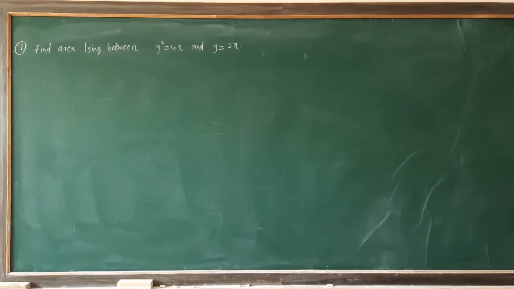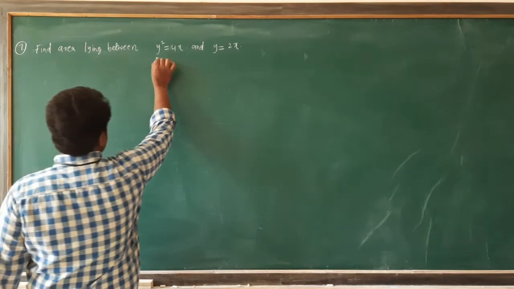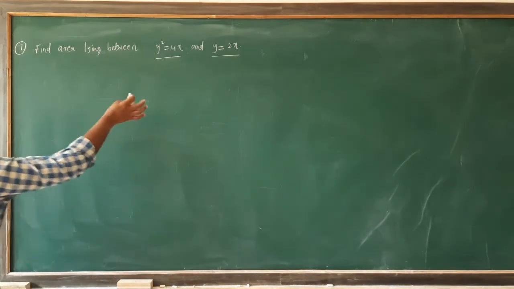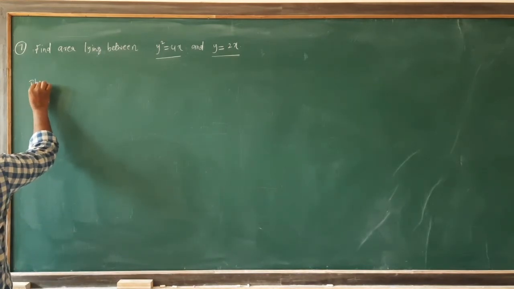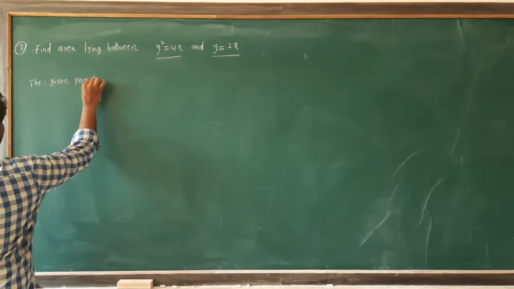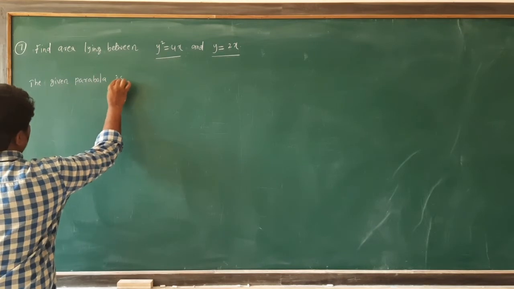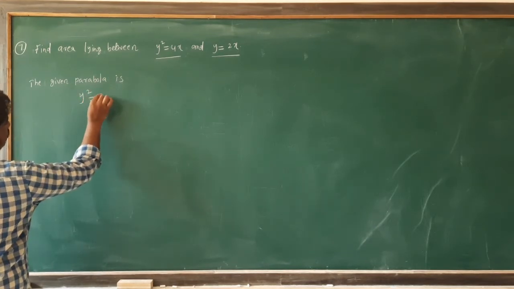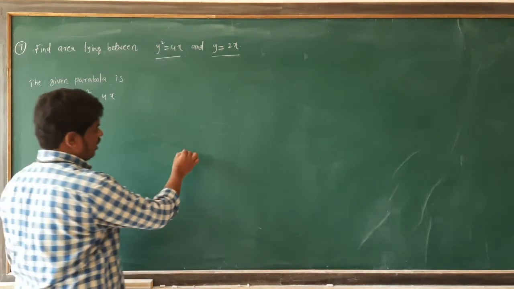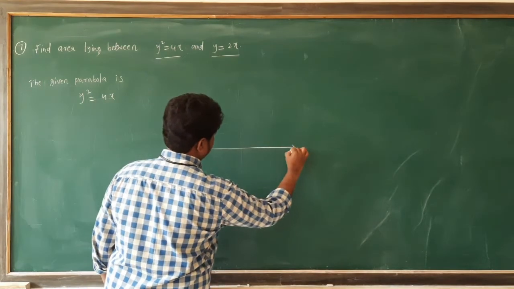Next, 7th question. Find the area lying between y square equal 4x and y is equal to 2x. The first one is a parabola, the second one is a line. We have to draw the graph. Okay. The given parabola is y square is equal to 4x. 4 is positive, so it is the type 1 parabola. It is the x-axis.